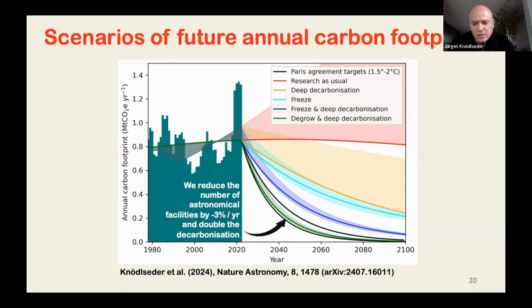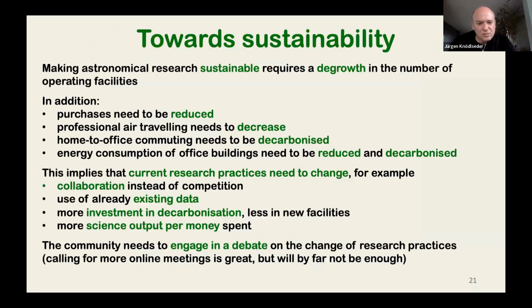So what can we take away from all that? How can we make our field really sustainable? The first thing I tried to convince you of here is that to make the field sustainable, we need a degrowth in the number of operating facilities. There's just no way to keep on as we are going. Specifically, as you have seen, we are in a growth situation, specifically with new missions going to the moon and so on. There's just no way to make the field sustainable with such a growing situation.